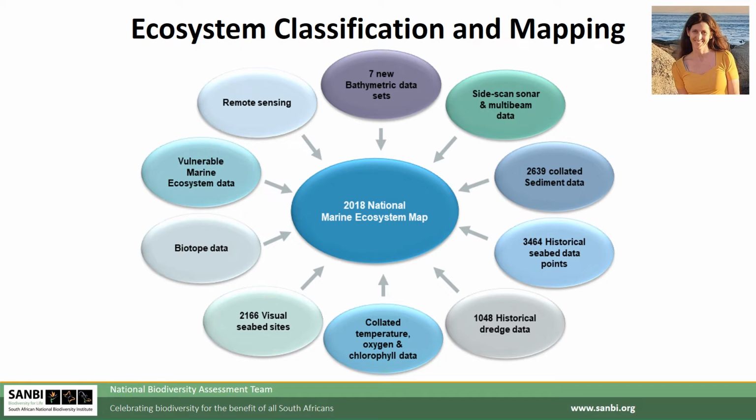There's a data set around oceanographic variables that has also been used to inform particularly the ecoregions in the map. We have data from visual seabed surveys, biotope data, so that's biological or community data that helps us determine what the invertebrate and fish communities are, so benthic macrofauna, fish data, and also infauna. We have work to help map vulnerable marine ecosystems, and finally remote sensing data, particularly in terms of our kelp forest.